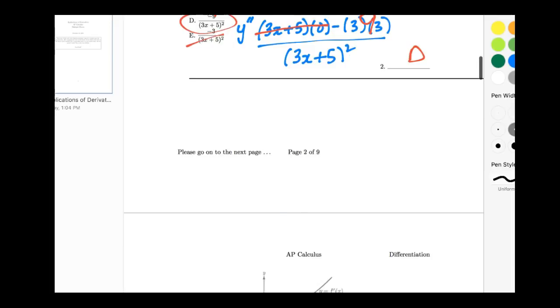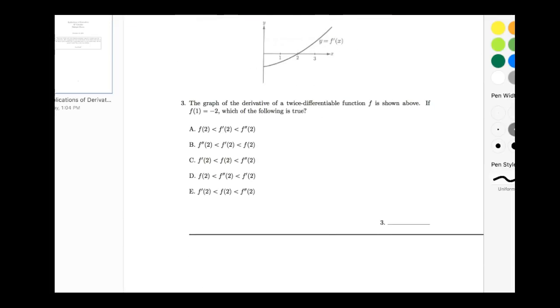Okay, moving on. I love number 3. So you have this function, and you have the derivative. Big important thing here: derivative function. That's key. You're going to figure out which value is largest. This is a twice differentiable function. f of 1, let's highlight some important stuff here, f of 1 equals negative 2. So how do you do this? Well, start with what you know.